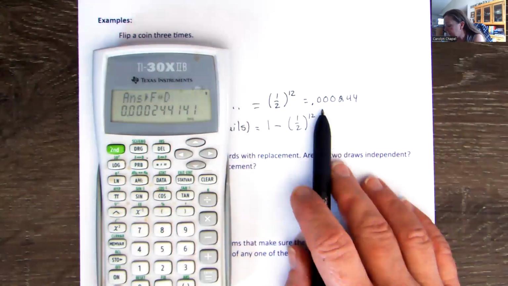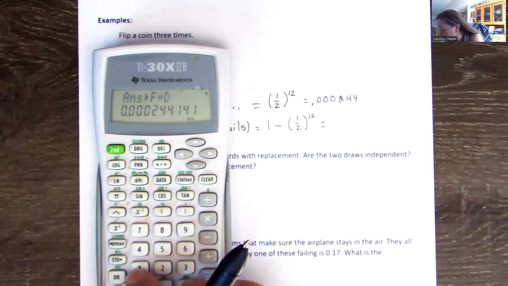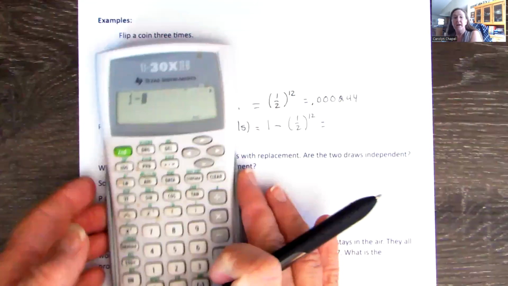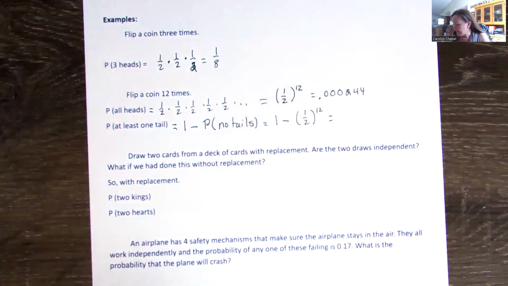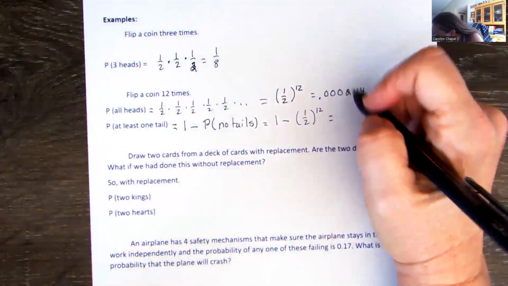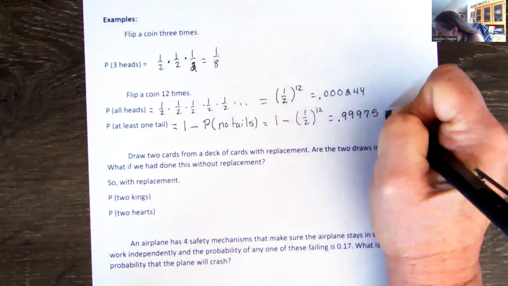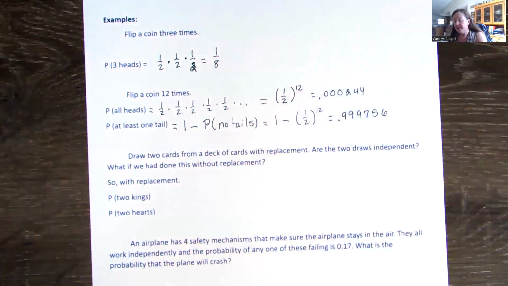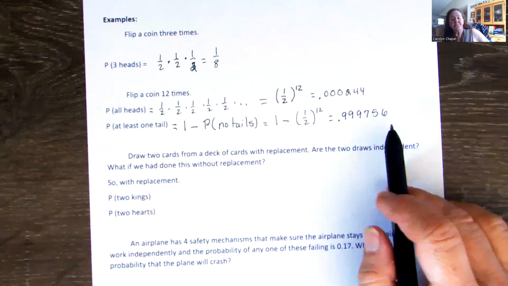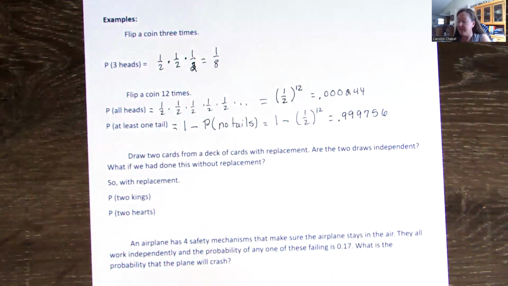And now what we could do is do 1 minus that value. I'm going to just enter that answer from before, or do minus that, and I get 0.99975. If I were rounding, it would be 6, so depending on how many digits we want to use.